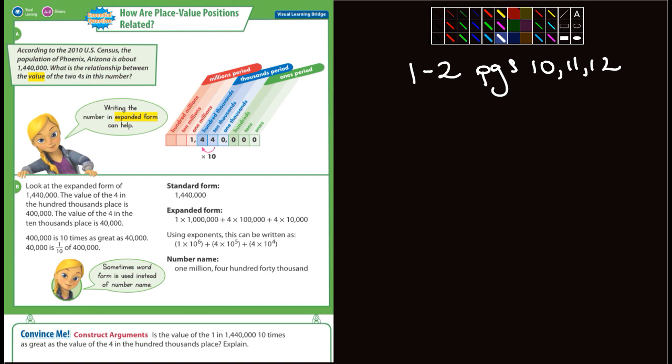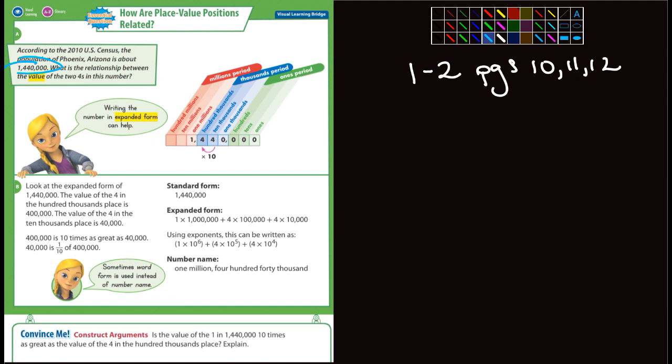So the very first page here says, according to the 2010 U.S. Census, the population of Phoenix, Arizona is about 1,440,000. It says, what's the relationship between the value of the two fours in this number? And this lesson is about place value. I don't know if you guys had been taught place value in fourth grade. Of course, if we were in the classroom, I would just ask you. So I'm not sure.